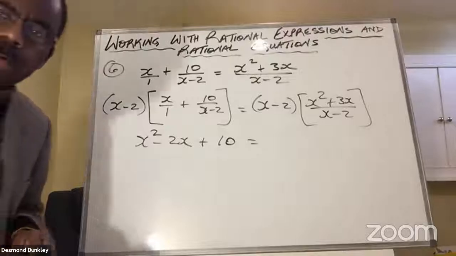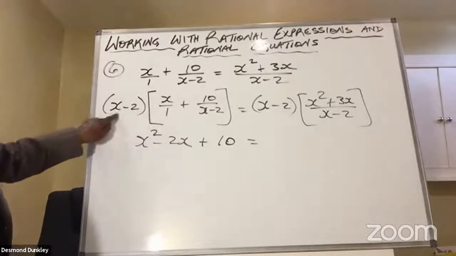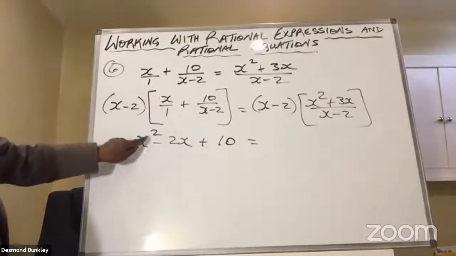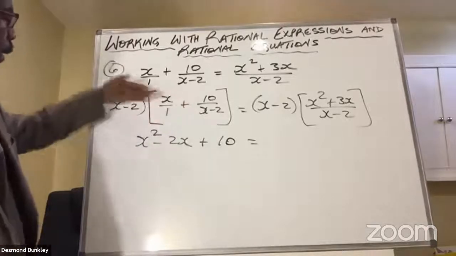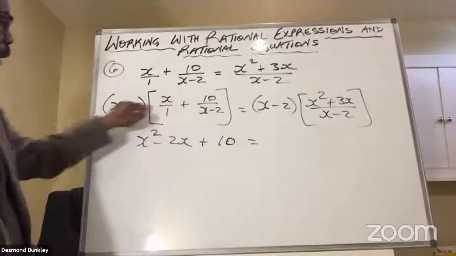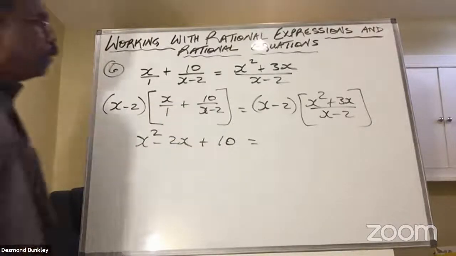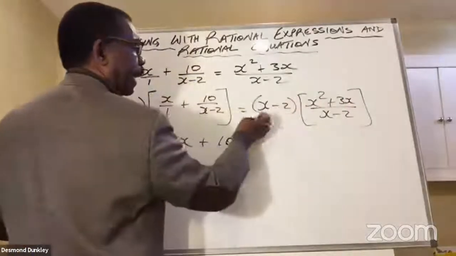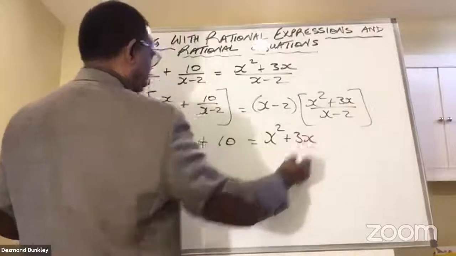Very important, very important. You have to multiply this times this, and this times that. So when I multiply this times this, I get x squared minus 2x. When I multiply this times this, the multiplication and the division, they cancel. And I'm just left with the numerator 10. Over here, when I do x minus 2 times this cancels that. I'm left with x squared plus 3x.